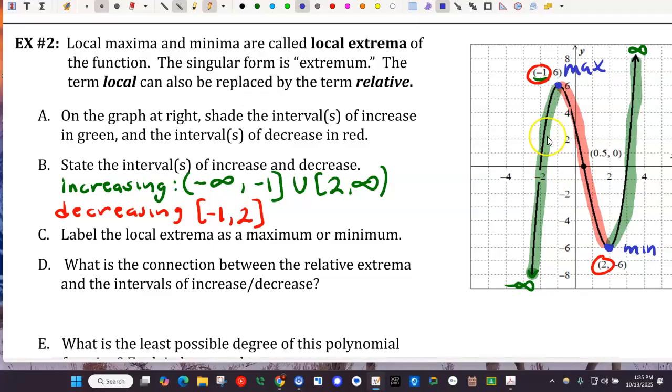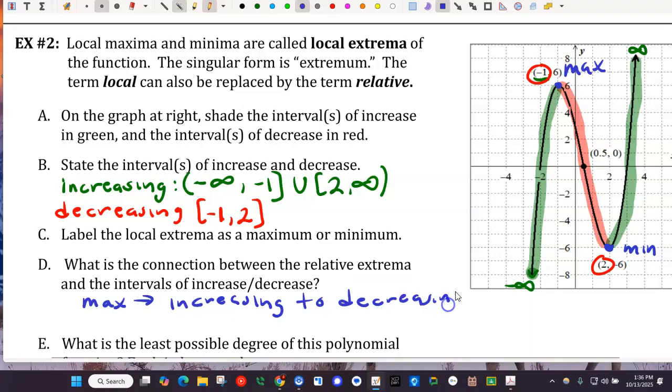So notice how the colors change at the mins and maxes. So that's what they're getting at right here. What's the connection between the relative extrema and the increasing and decreasing? Well, it goes from increasing to decreasing, decreasing to increasing at those points, right? So let's see here. A max is where it goes from increasing to decreasing.